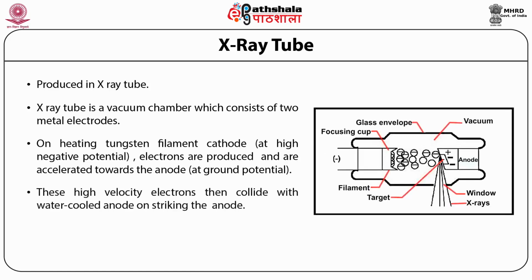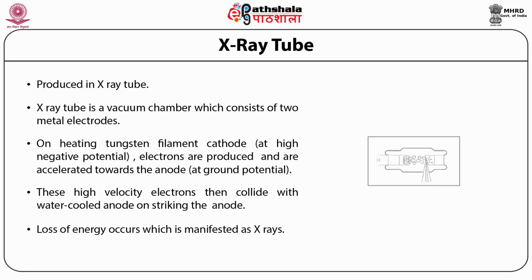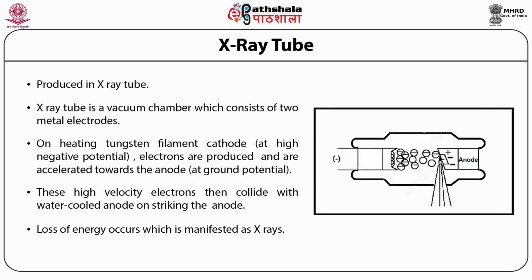These high velocity electrons then collide with the water cooled anode. On striking the anode, loss of energy occurs, which is manifested as X-rays. Less than about 1% of the electron beam is converted to X-rays. The rest is dissipated as heat in the metal anode. A diagram of the X-ray tube is shown on the screen.